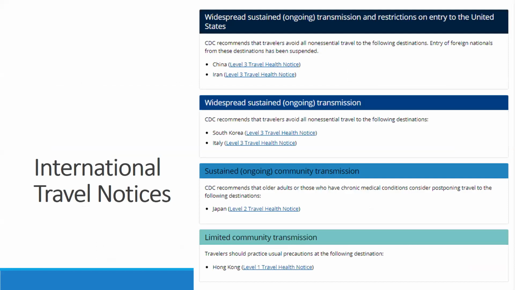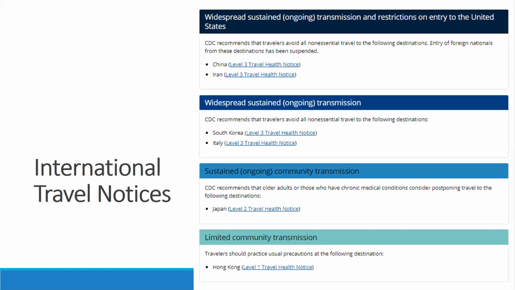This is an important slide, and I'm going to reference back to it quite a bit in the future discussions, but this is a slide that shows the current traveler health notices that are in place from the CDC related to coronavirus, to COVID-19. And so obviously China and Iran have the highest level of health notice, followed by South Korea and Italy and Japan.